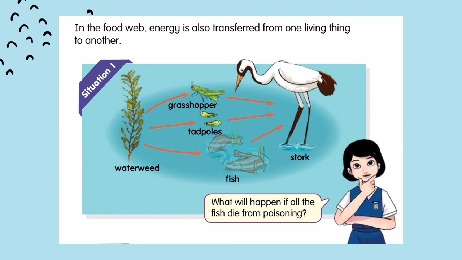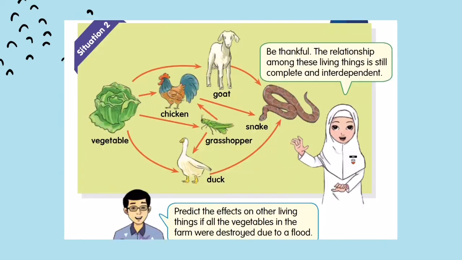What will happen if all the fish die from poisoning? Will any other animals die too? No, because the other animals also have their own food sources. Be thankful, because in the food web, the relationship among these living things is still complete and interdependent.